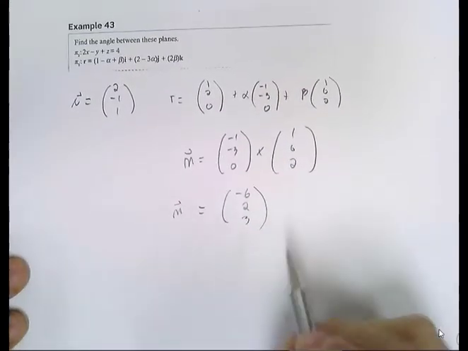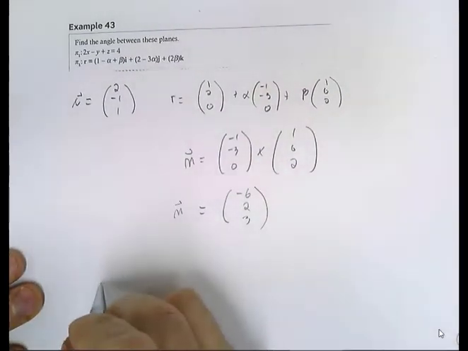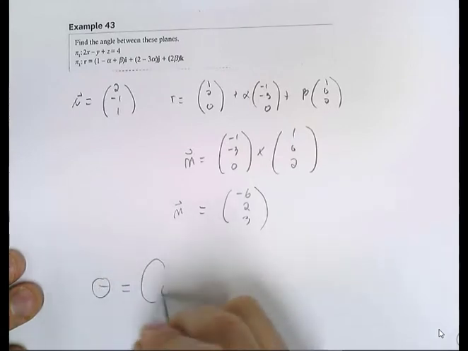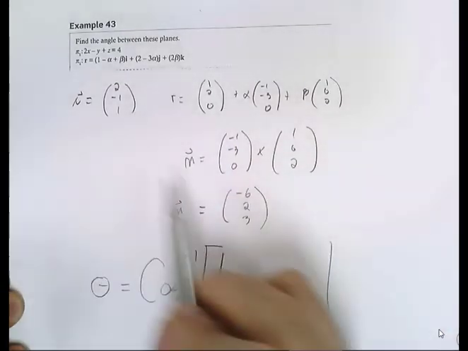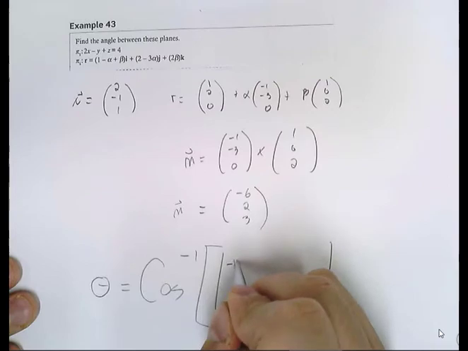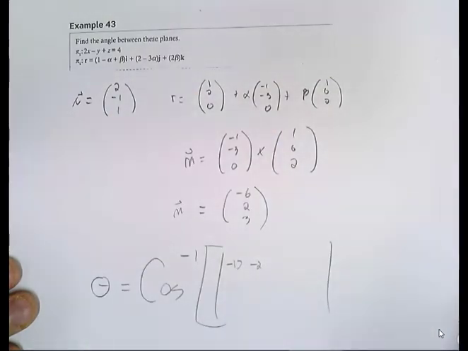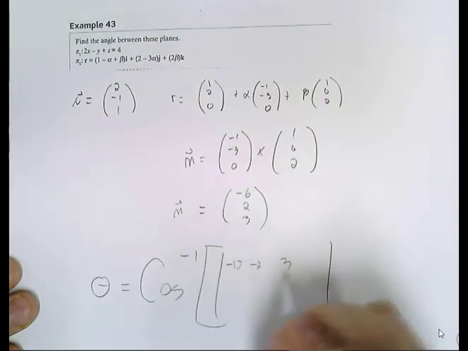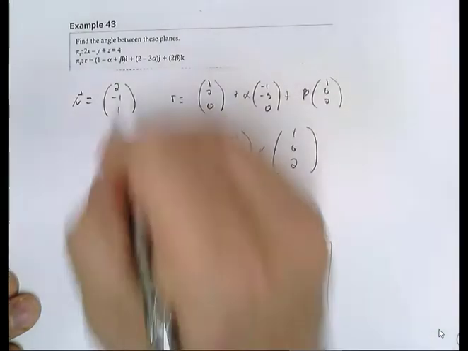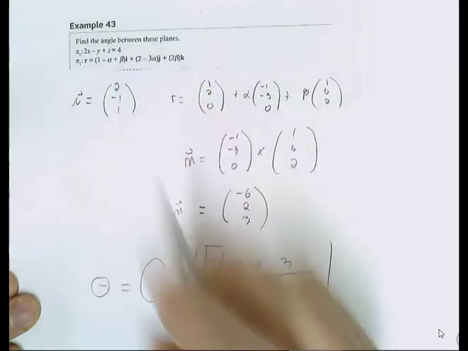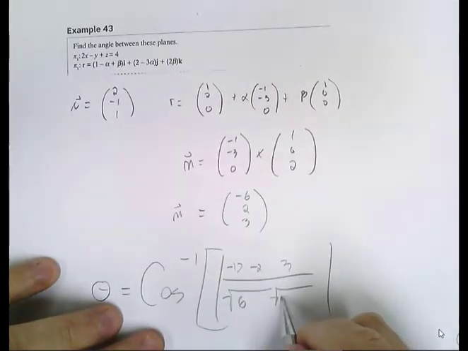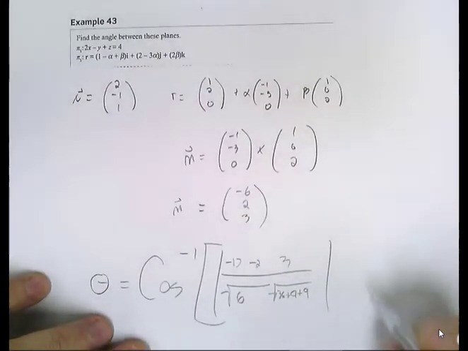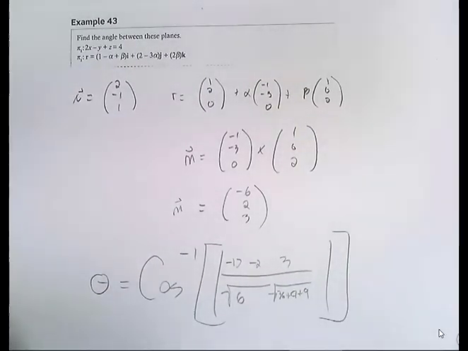Good. And now that I have the two normal vectors, I can find the angle between them. It's going to be the cosine inverse of the absolute value of the dot product up here. So it's going to be negative 12 minus 2 plus 3, and then it's going to be over the square root of 4 plus 1 plus 1, which is the square root of 6, times the square root of 6 squared, which is 36, plus 4 plus 9. And then I can put this into my calculator to see what it comes out to be.